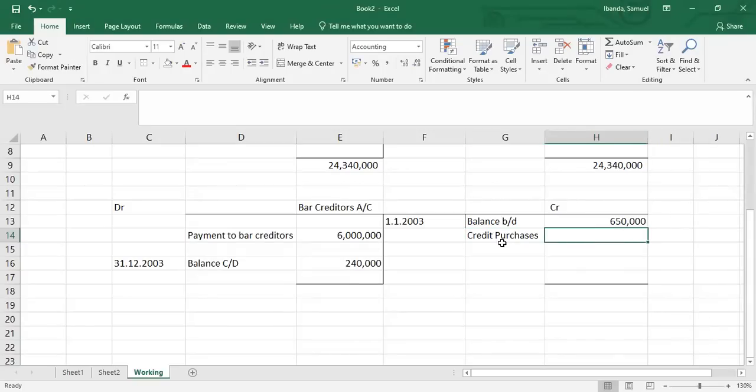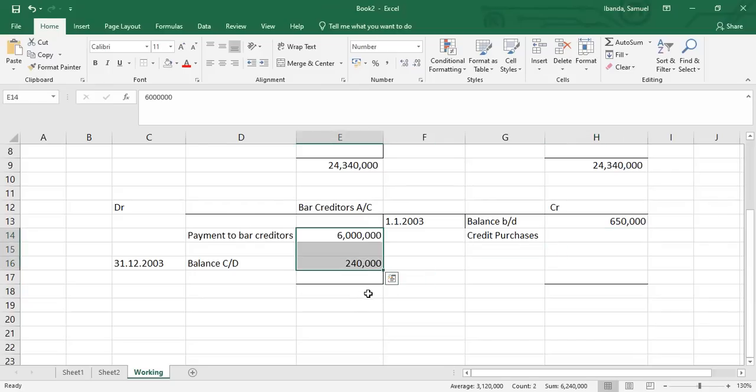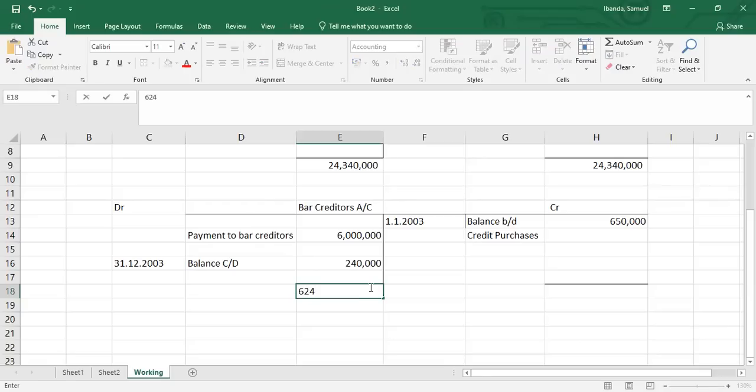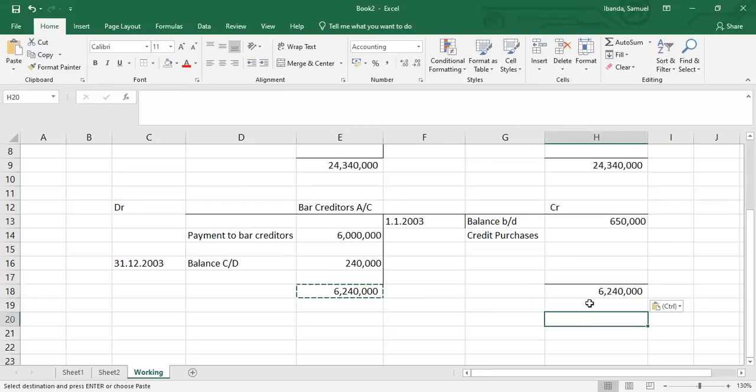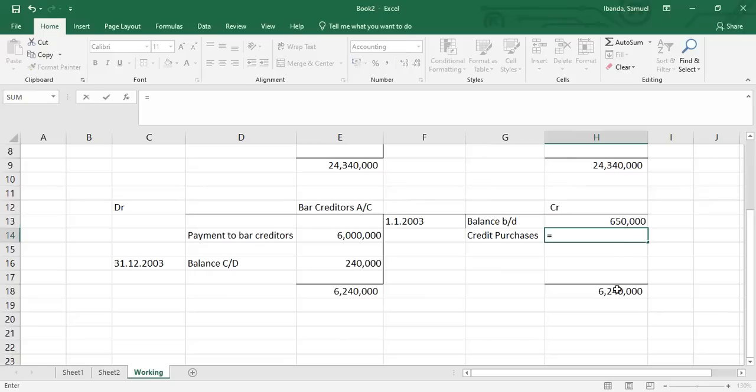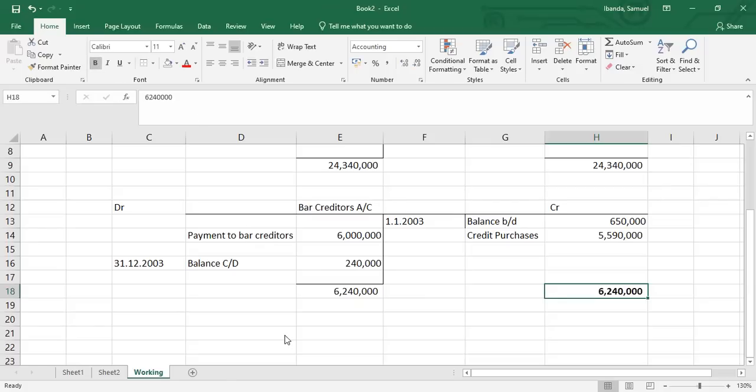So in this case, let's just balance off. This is 6,240,000, okay? Then my credit purchases is basically the difference between 6,240 and 650, okay? Which will be 6,240 minus 650, which gets me to 5,590,000, okay?